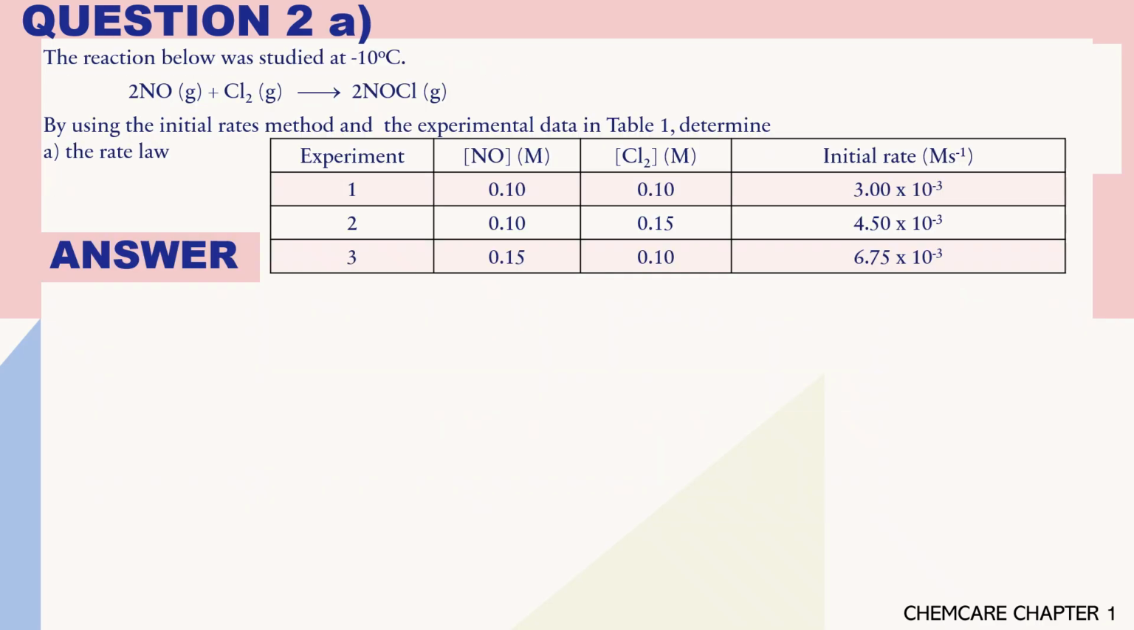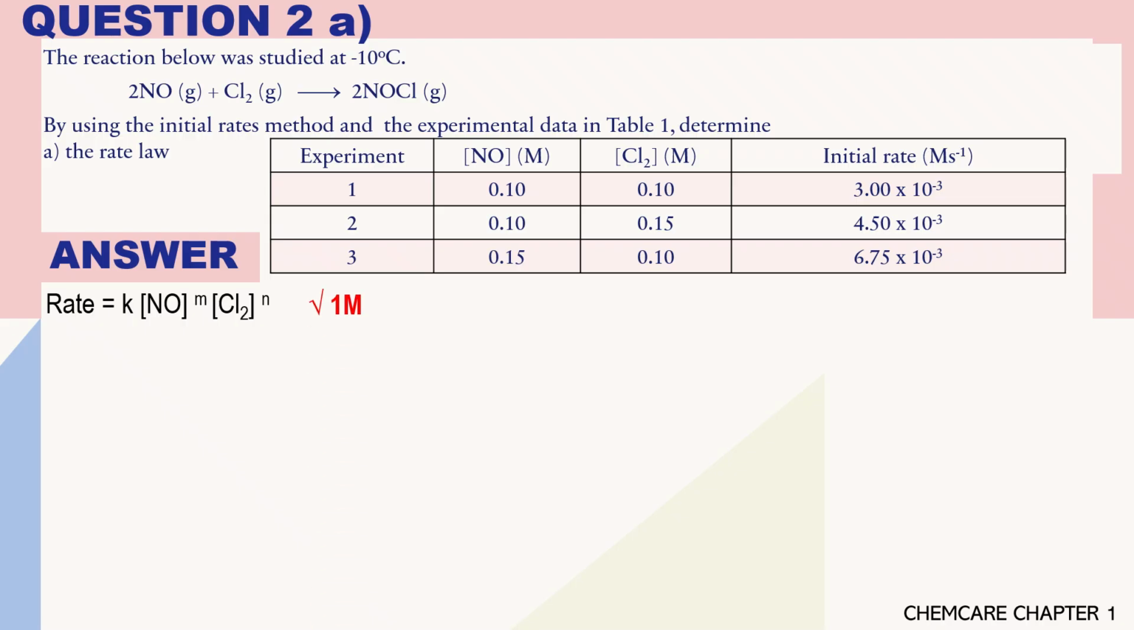So to calculate the rate law, we need to determine the order for NO and Cl2. So we will start with the assumption rate equals k times [NO] to the power of m times [Cl2] to the power of n. You can use any alphabet to represent the order for these two reactants. Okay, 1 mark for this assumption.